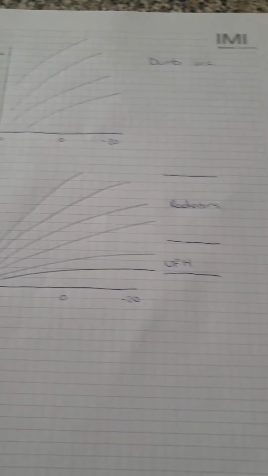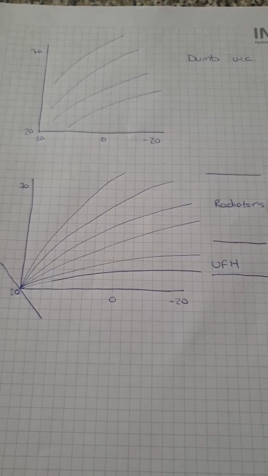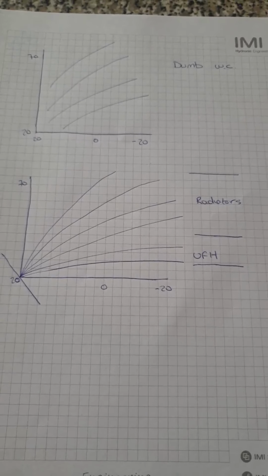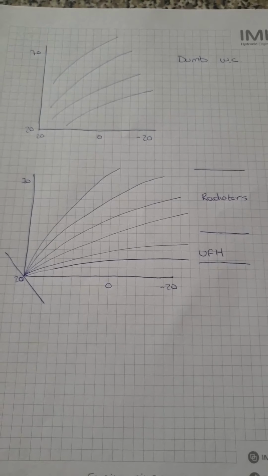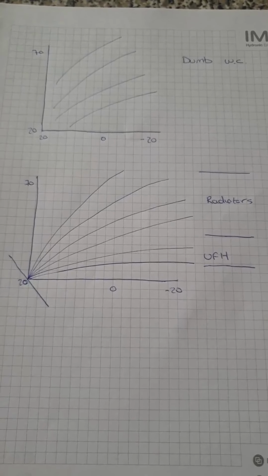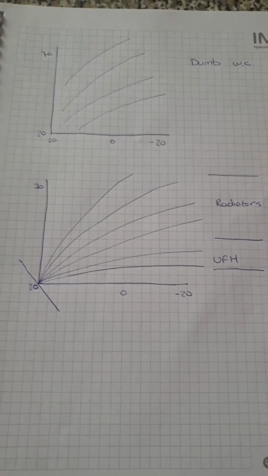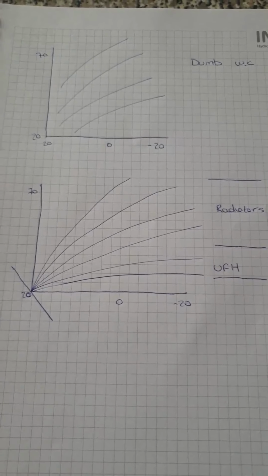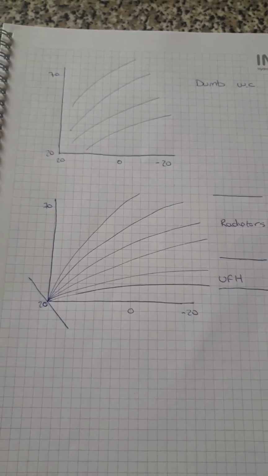Dumb weather comp versus intelligent weather comp. These are terms that we've coined in the forum to let us know what we're talking about, because there are different versions of weather comp, and generally the two that we're referring to are on the Viessmann 200 versus the Viessmann 100, and these are sort of approximate graphs to explain the difference between the two.